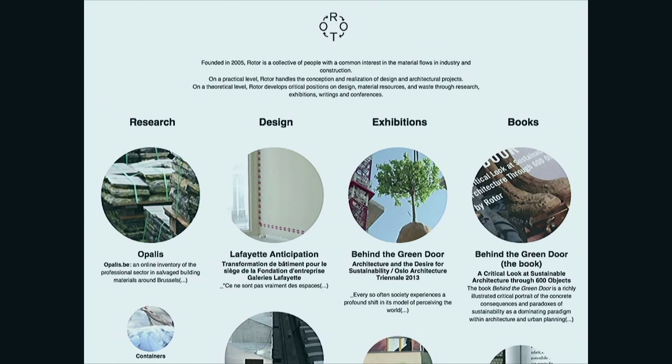Initially, we just had one website on which we were throwing all of our projects. Now we started to make some order in what we do. We have 4 headings for the moment: research, design, exhibitions, and books. It's a bit rough as a division, but I think it pretty well covers the span of our activities.